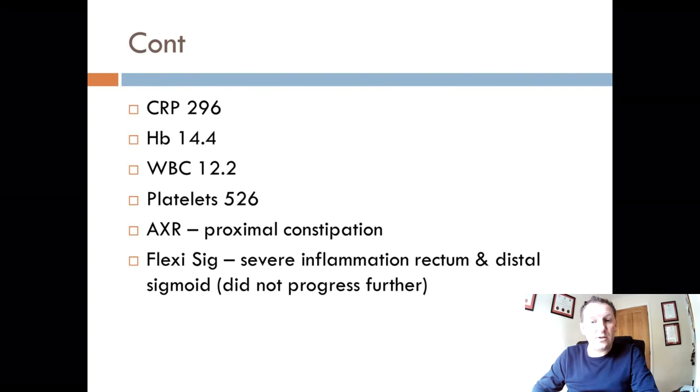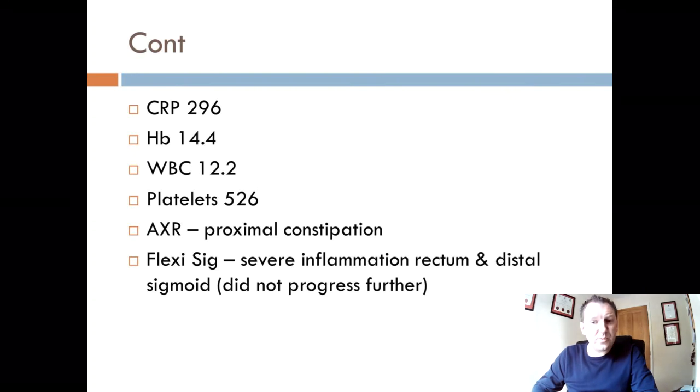So those blood tests showed actually his CRP was very high, it's 296, and this is really very, very high for someone with inflammatory bowel disease. So made us think at the beginning whether this could be infective or even whether he could have had a complication of colitis. His haemoglobin was normal, his white cells were up a little bit, and his platelets were also raised as well. His abdominal x-ray showed some inflammation in the left colon and some proximal constipation.